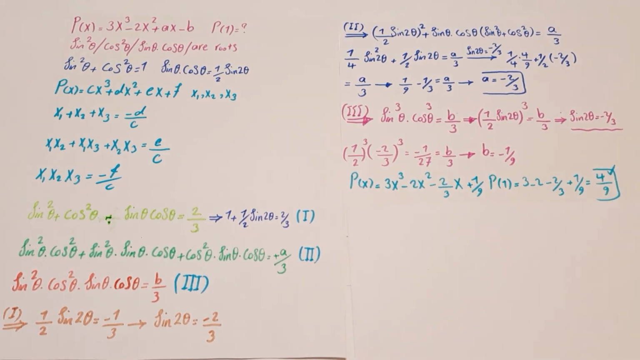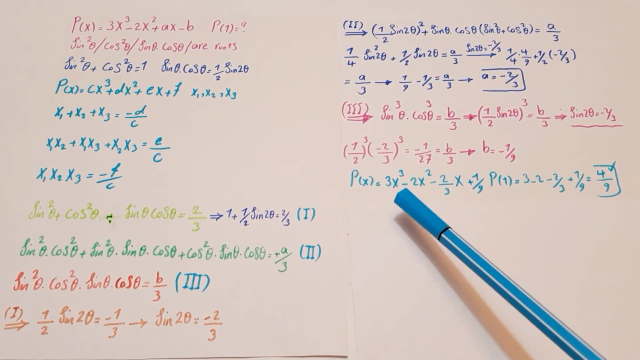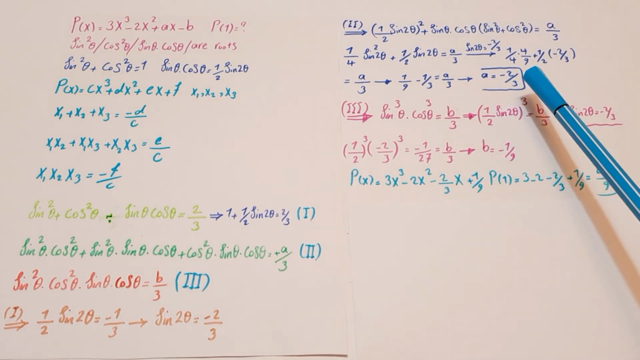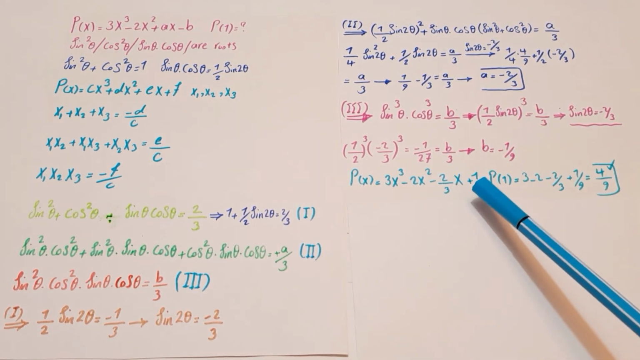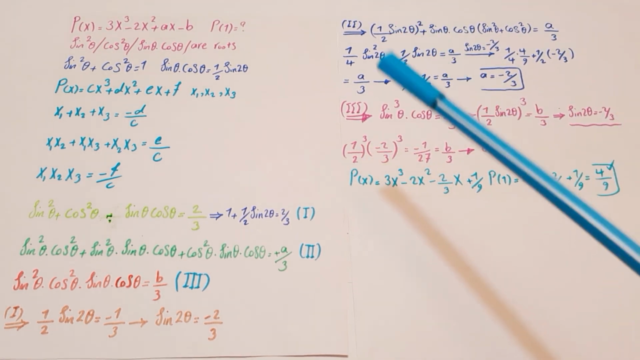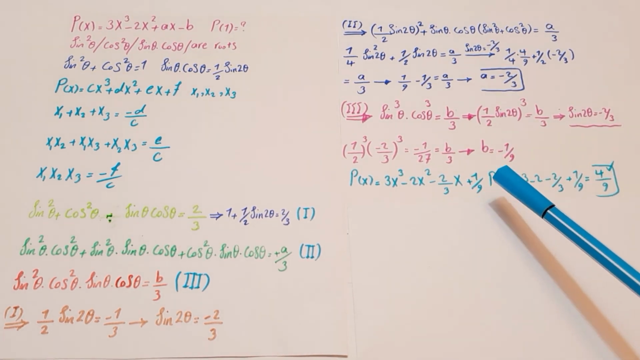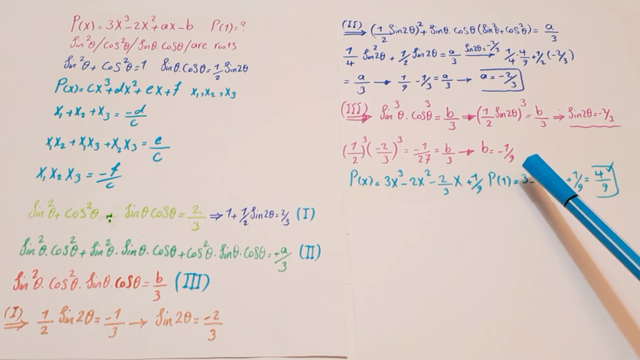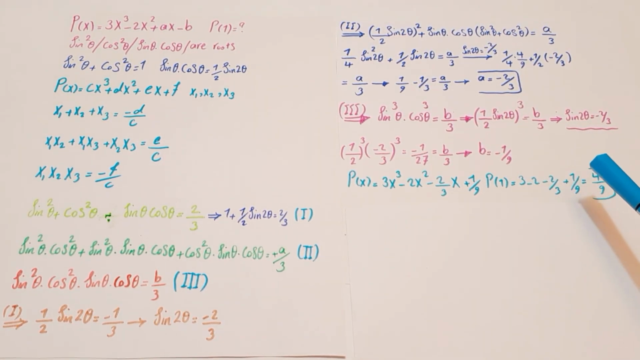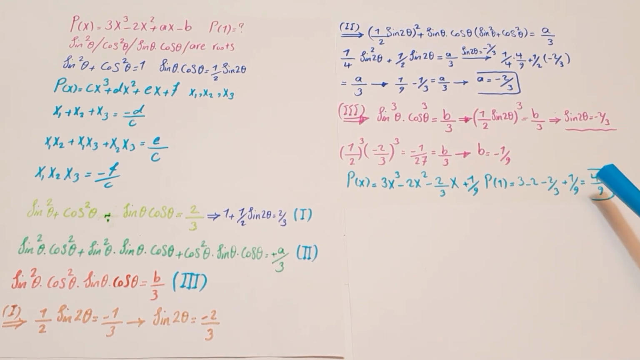And finally, we can write P(x) equal to 3x³ minus 2x² minus 2 over 3 x plus 1 over 9, because a was minus 2 over 3, and b was minus 1 over 9, so minus b is equal to 1 over 9. Let's put 1 in our polynomial and we can write 3 minus 2 minus 2 over 3 plus 1 over 9, and that's just equal to 4 over 9, and the final answer is this one.